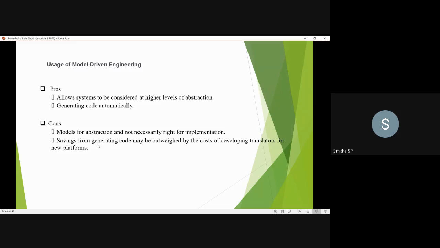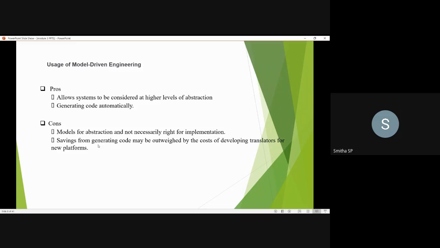The second disadvantage is that, as model driven engineering generates code automatically, it is cheaper to adapt the systems to new platforms. But you need to spend on translators, that is, you have to spend more cost on the translators for those new platforms. So these are the disadvantages of model driven engineering.